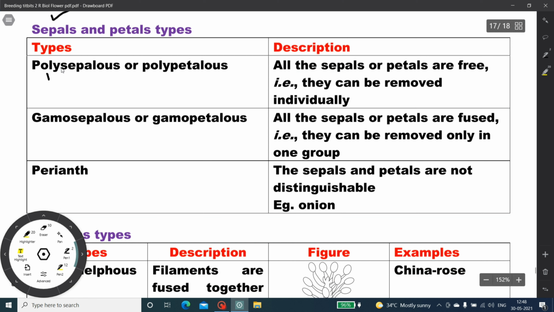Polysepals or polypetals: all the sepals and petals are free, not fused, and they can be removed individually. Gamosepals or gamopetals: all the petals and sepals are fused together. They can be removed only as one group. If you remove one, all the petals and sepals will come. And the perianth: the sepals and petals are not distinguishable. It is not possible to distinguish sepals and petals. The classical example is onion.